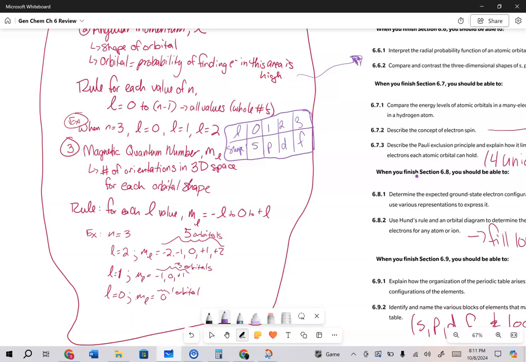For some reason, we decided that numbers were not adequate to describe shapes, so we started using letters to describe shapes. I don't really understand. I think they actually technically represent specific descriptions of the shapes. So like s is sphere, because an s orbital is a sphere. I don't know what p stands for.